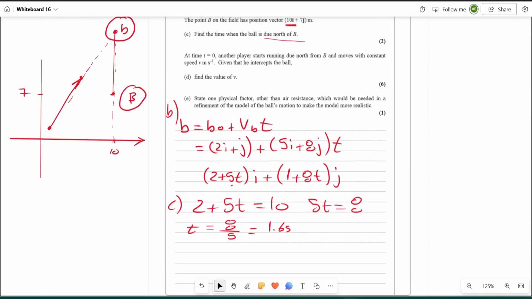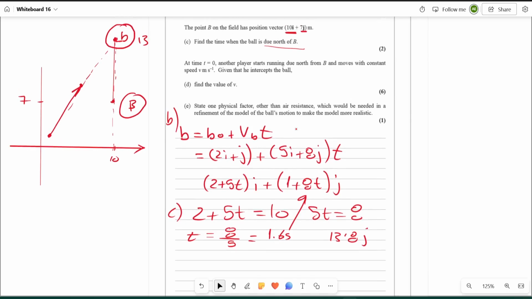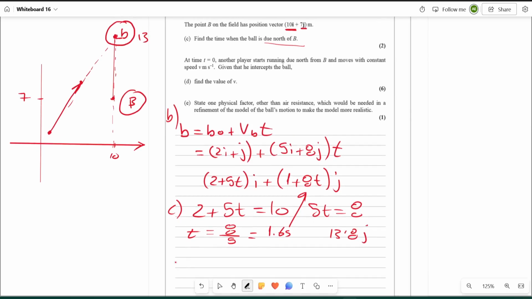You can make sure that it's north by substituting this time in the j component. So let's see if we substitute it here: 1 plus 8 into 1.6, that's going to give me 13.8j. Okay, and that is higher than point B because point B has a j component of 7. So now I'm 100% sure that this is going to be exactly north of B.